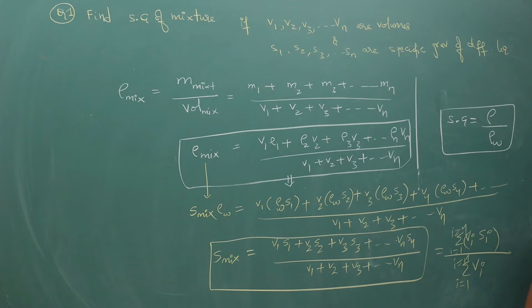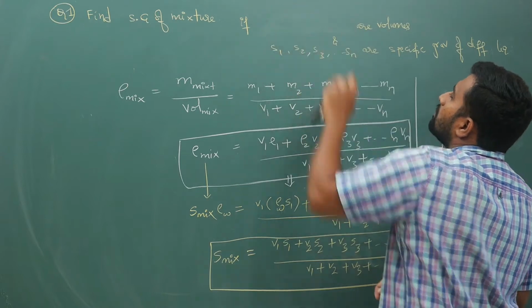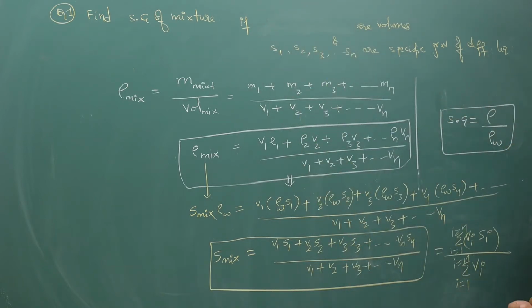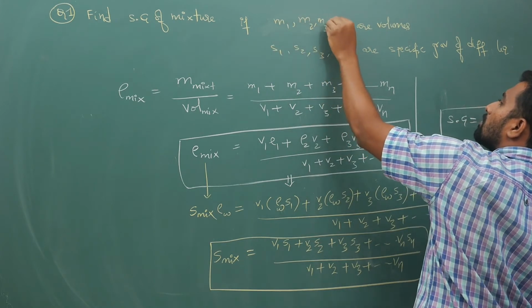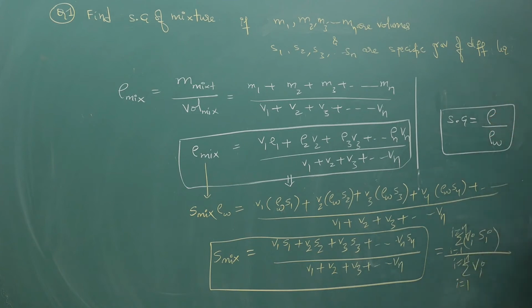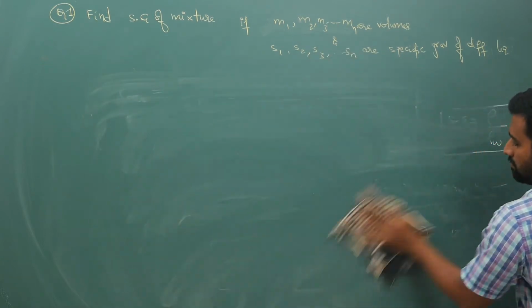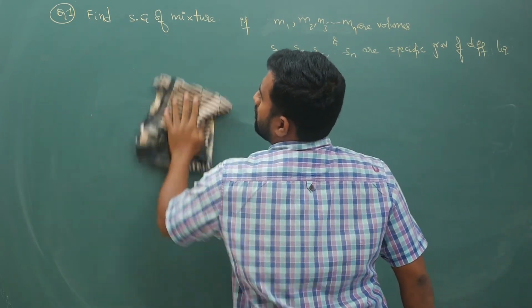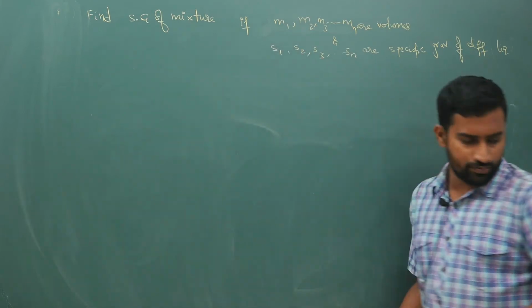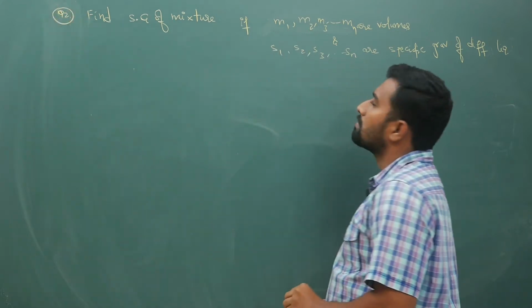Next question, your second question is, instead of volumes, let us say masses are given: m1, m2, m3 and so on up to mn are given. You are supposed to give the specific gravity of mixture. I am erasing this. This is number 2. Try this.